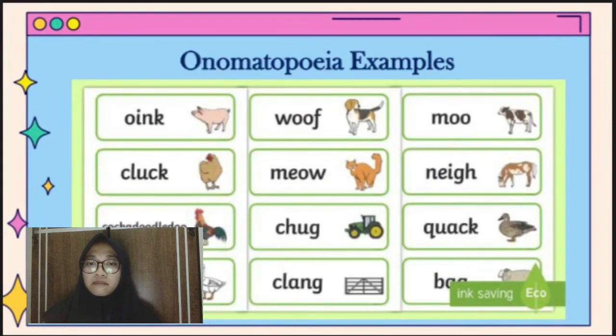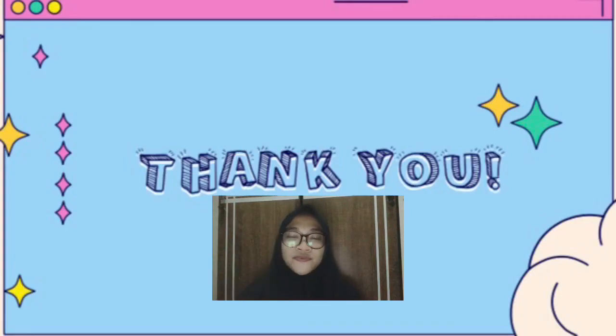And the next examples are mostly animals and nouns, objects. So after learning this material, I hope that we can notice onomatopoeia more, because actually onomatopoeia is already around us, and it's a common word in a text, but we just didn't know the name at first, and we have already known what onomatopoeia is.